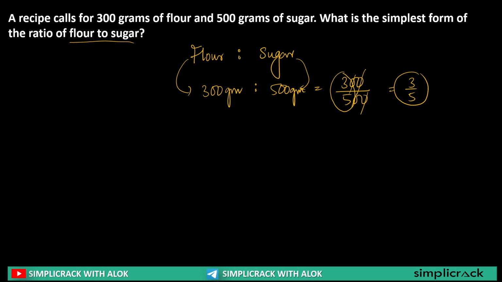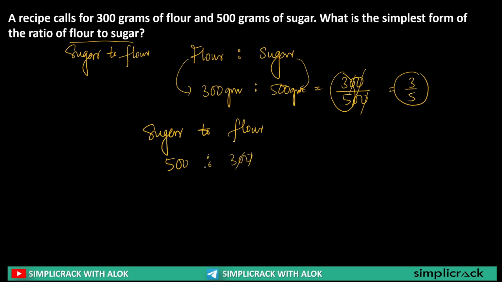Okay. Now, if in this question it was written as sugar to flour, then what? If it is written as sugar to flour, then sugar will come first, then flour will come. Sugar 500 grams, flour 300 grams, 0, 0 will cross out. It will be 5 is to 3, or you can write it as 5 by 3. Okay. So you need to understand what has been given in this particular question, what is being asked.